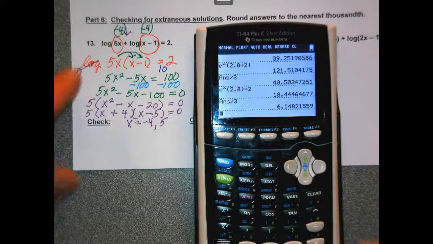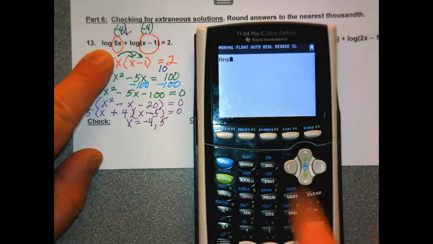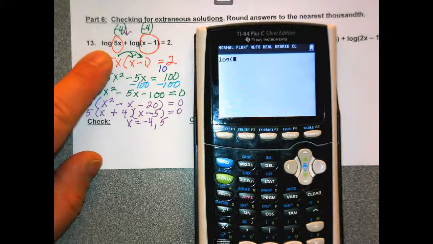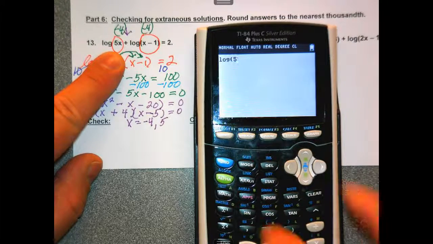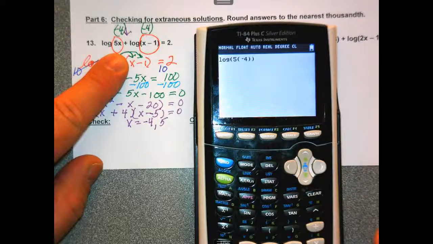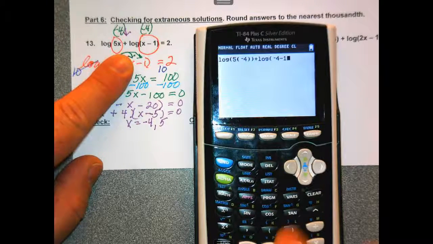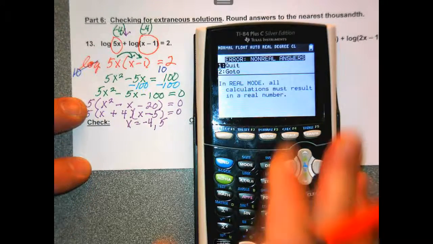Okay, so I have log, 5 times -4, plus log of -4 minus 1. Hit enter. Does that equal 2? No, it says error. So guess what? -4 is extraneous.